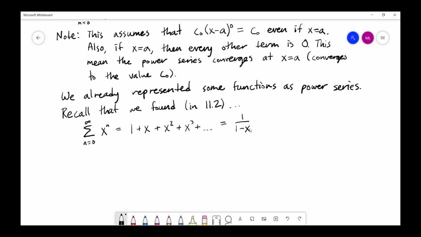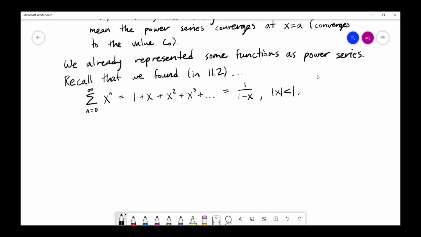This converged whenever the absolute value of x is less than 1. What this came from was basically a geometric series. So this right here was, to remind you, a geometric series with what we normally called a being equal to 1 and what we normally called r being equal to x. And we had a result of what it converges to. It converges to a over 1 minus r. So a is 1, 1 minus r in this case is now 1 minus x.